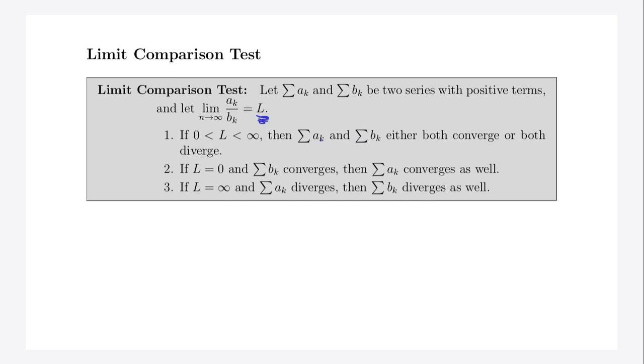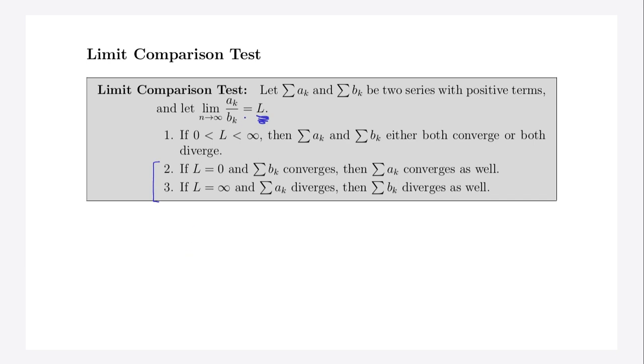So if you know something about one, you know the exact same thing about the other. That's cool. If L is equal to 0 and the denominator series converges, then that means the numerator series converges as well. We'll unpack this a bit in a second. And if this limit goes to infinity, actually, and the numerator diverges, that means the denominator diverges as well. All right, cool. Let's talk about these two here. These two specifically, these are just the comparison test.